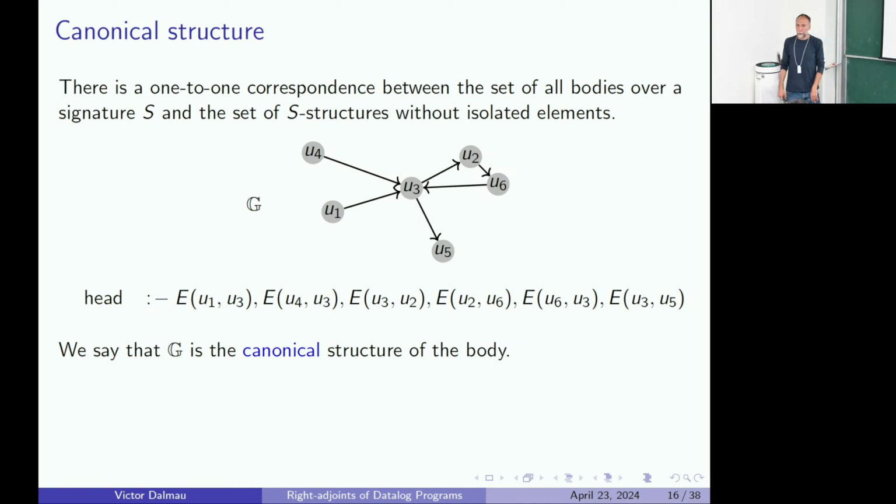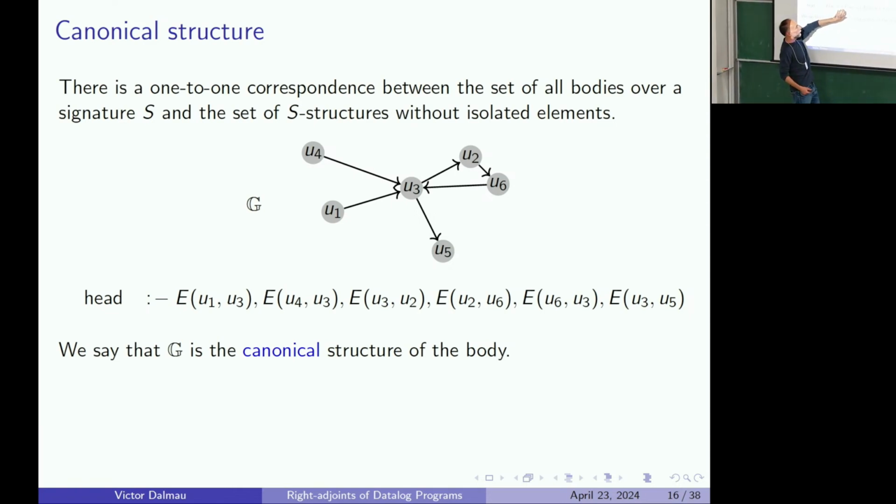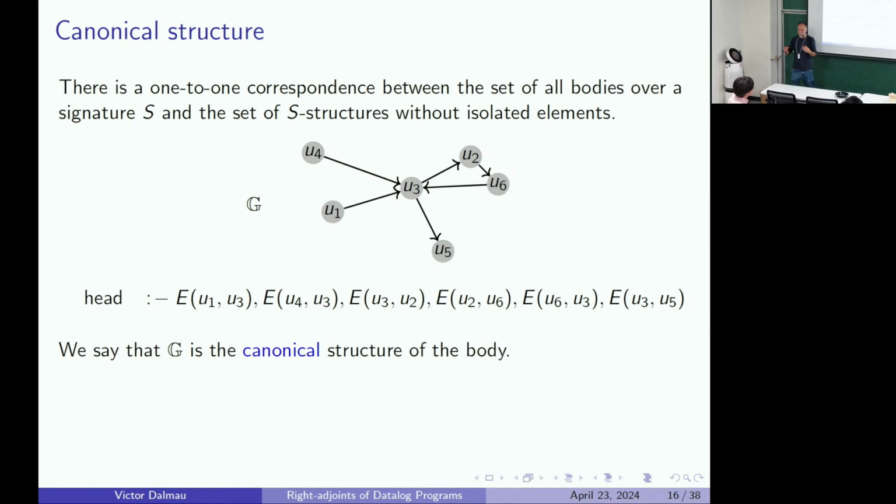Okay, so now what can we do with this? Well, as we will see, we can do all Pultr functors. Forget about the head of the rule and think of the bodies. There is a one-to-one correspondence between the bodies of the rule and the digraphs. Basically, this corresponds to the atoms. I'm ignoring isolated nodes because with respect to homomorphisms, they don't matter.